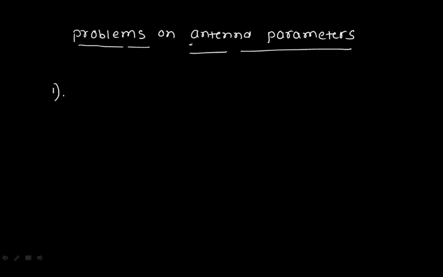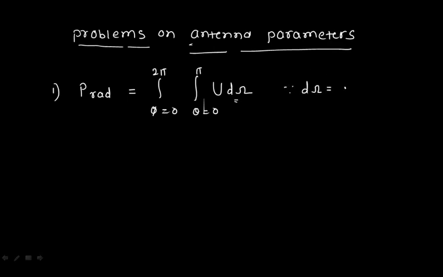First I'll talk about the radiated power. How do we calculate the radiated power? You take the surface integration, where phi varies from 0 to 2 pi and theta varies from 0 to pi. You take the radiation intensity with respect to d omega. This is the first formula. d omega is nothing but the incremental solid angle, which is given by sine theta d theta d phi.